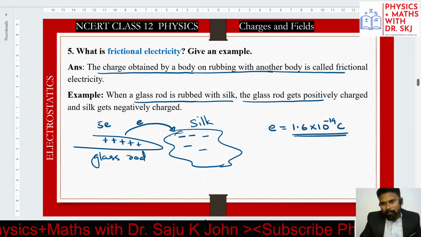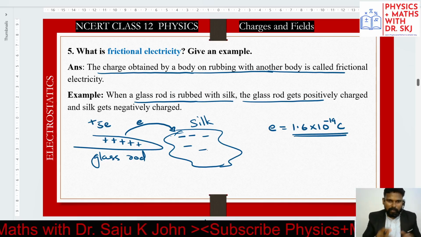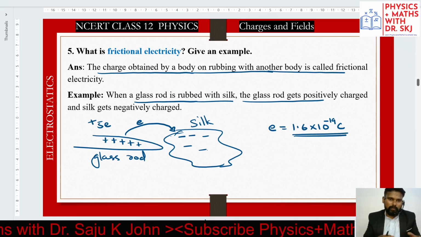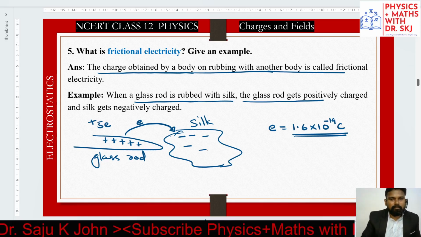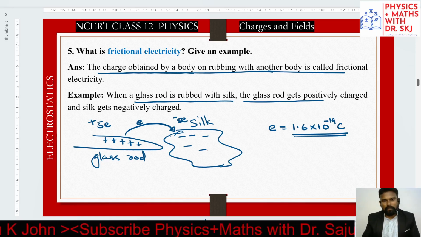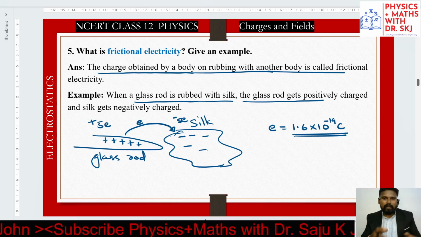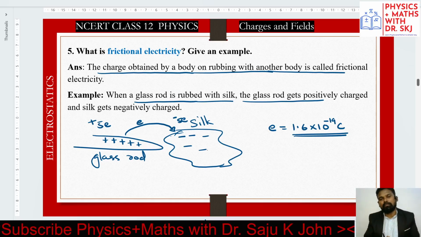We denote this number as E. Okay, so the glass rod, when 5 electrons are transferred to silk, will get plus 5 E charge, and silk will get how much charge? Minus 5 E charge. Okay, minus 5 E charge. So how are the glass rod and silk charged on rubbing?